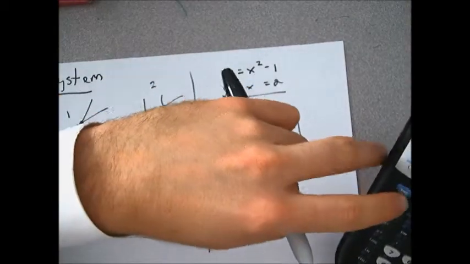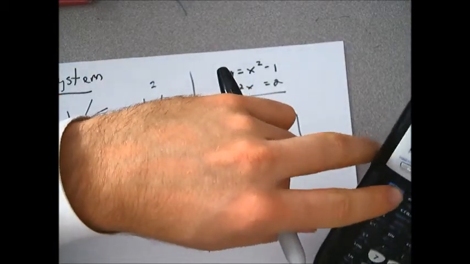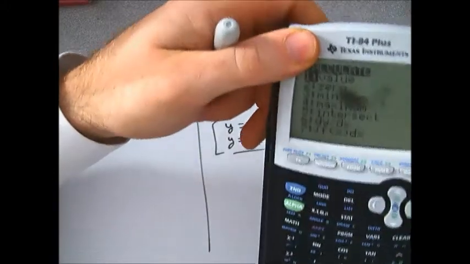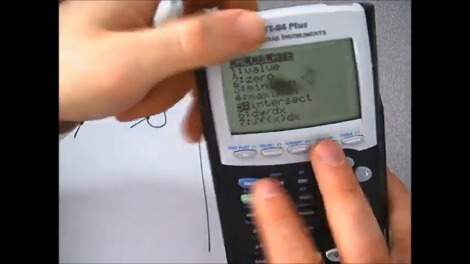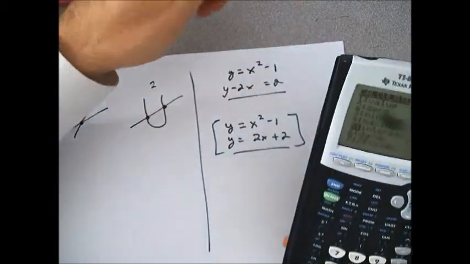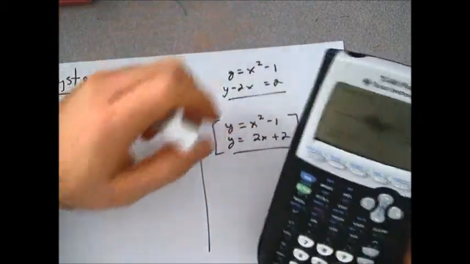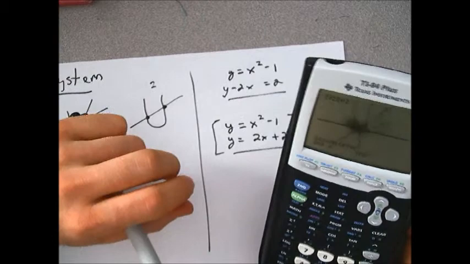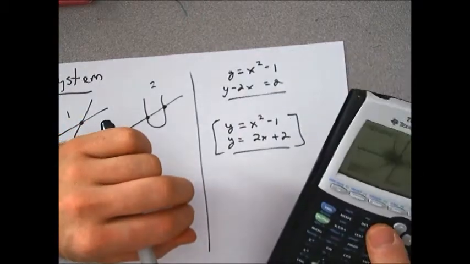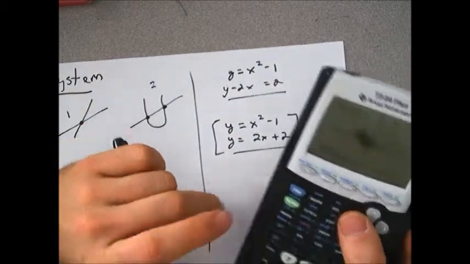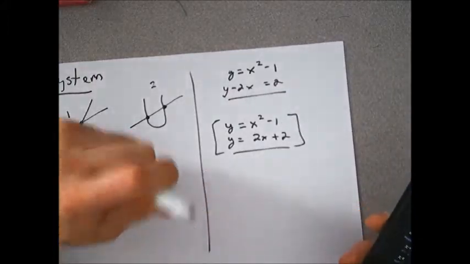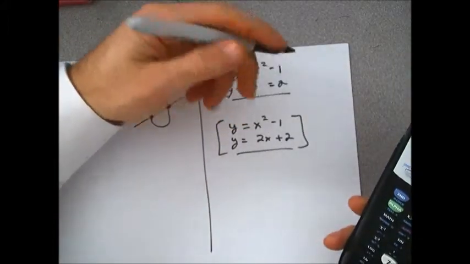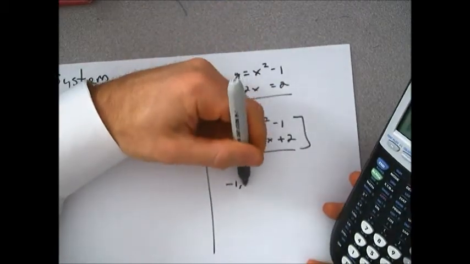So when I do this, I want to find the intersection points. I'm going to go to second trace, which pulls up the calculate button, and the 5th one down is intersect. So I hit intersect. It says first curve, just hit enter. Second curve, just hit enter again. Now the important part is the guess. So I'm going to slide my cursor to the bottom left intersection point and hit enter, and you should be getting negative 1 comma 0.